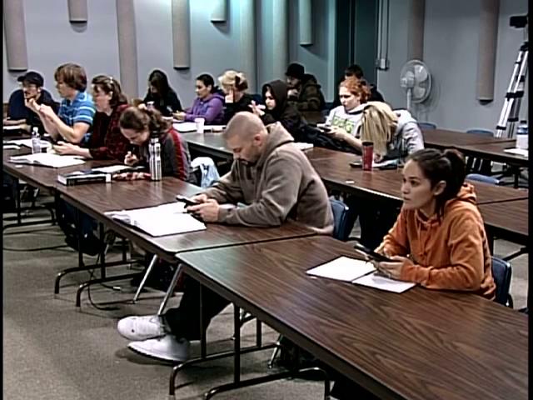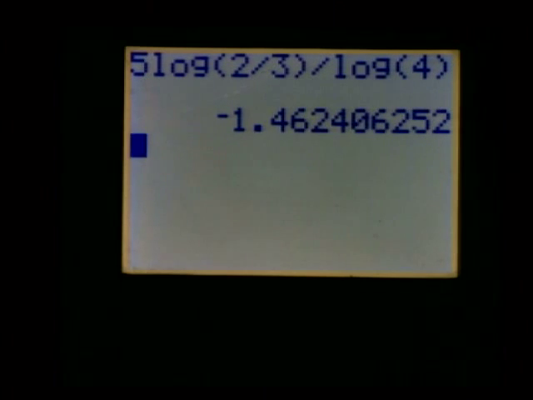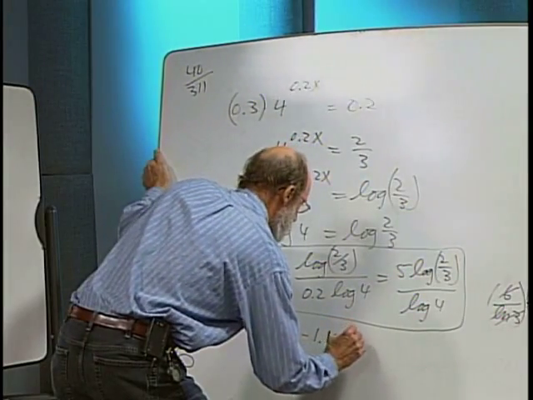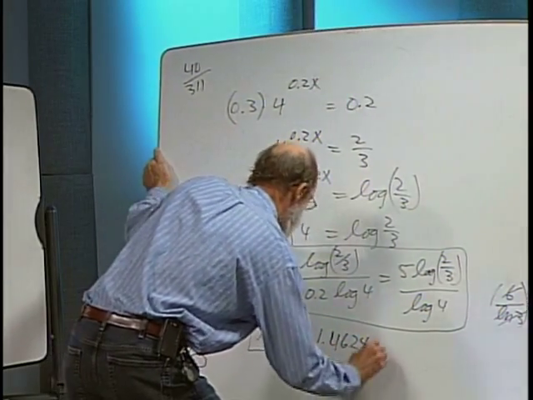Let's go back to the calculator. We're taking base 10 logarithms of, actually I need a 5 there first, 5 log of 2/3, and I'm dividing this by the log of 4. Negative 1.4624 approximately.